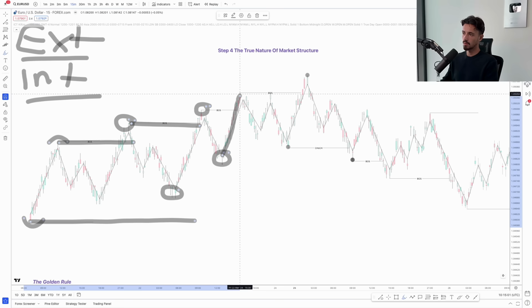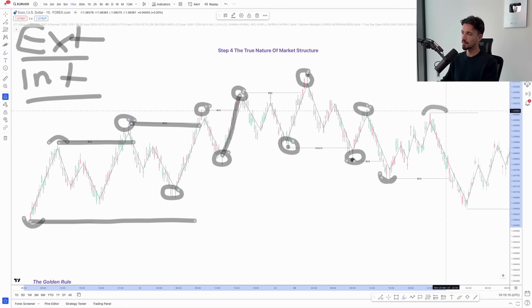This is the highest point. Price pulls back. This is the lowest point before price breaks structure. Price breaks structure again. This is our highest point. Price changes character. This is our lowest point. Price pulls back. And without even thinking about it, we can easily anticipate what our swing points are.